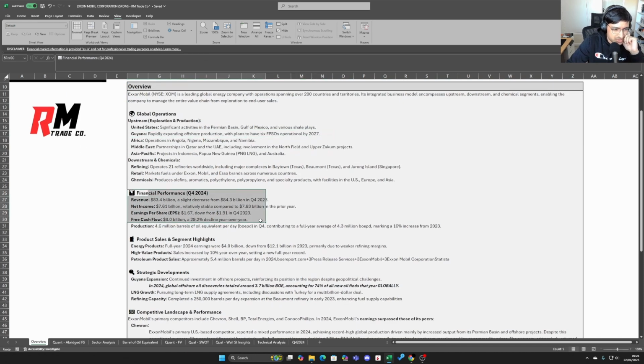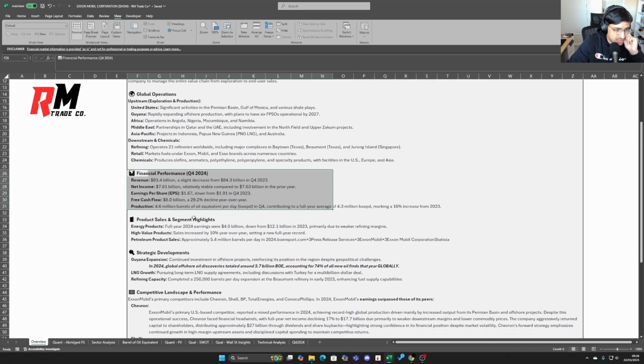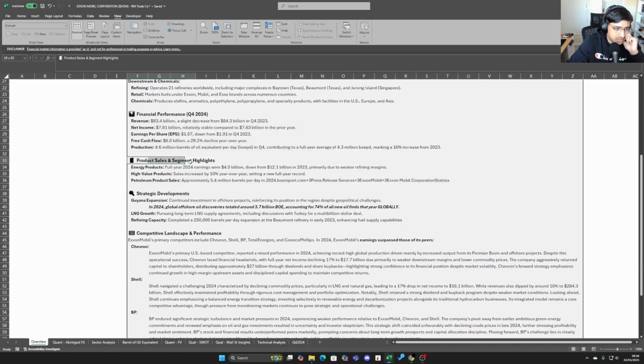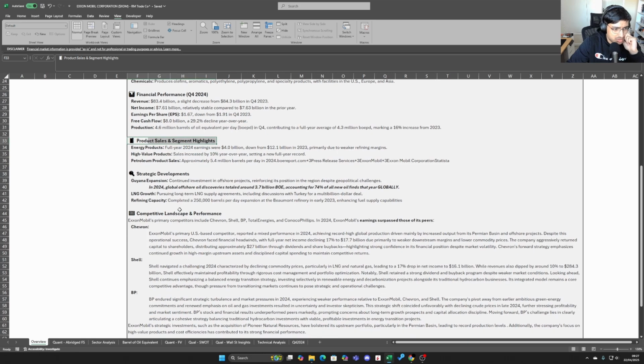The financial performance obviously is pretty standard. Again, we'll come on to the quant side of things a bit later, but you can see there for yourselves. Product and sales, we won't go too much into, and then strategic developments. So yeah, as aforementioned on Guyana, they have the Guyana expansion.